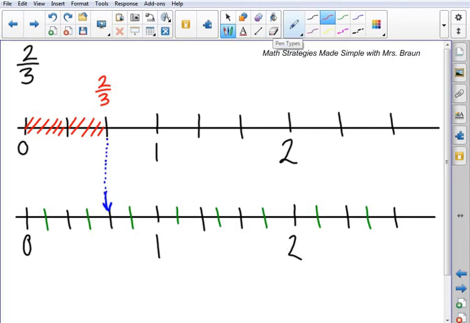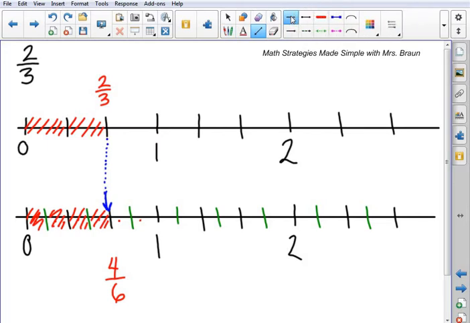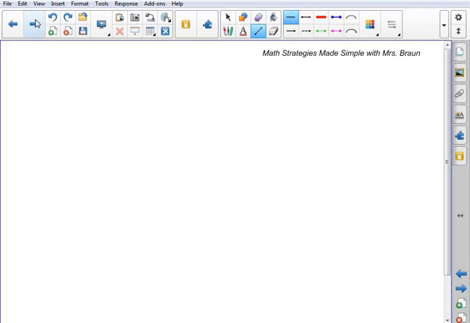So I'm looking at 1, 2, 3, 4, 5, 6 equal pieces. And I'm considering 1, 2, 3, 4 of them to be equivalent to 2/3. All right, let's take a look at one more example, 3/4.